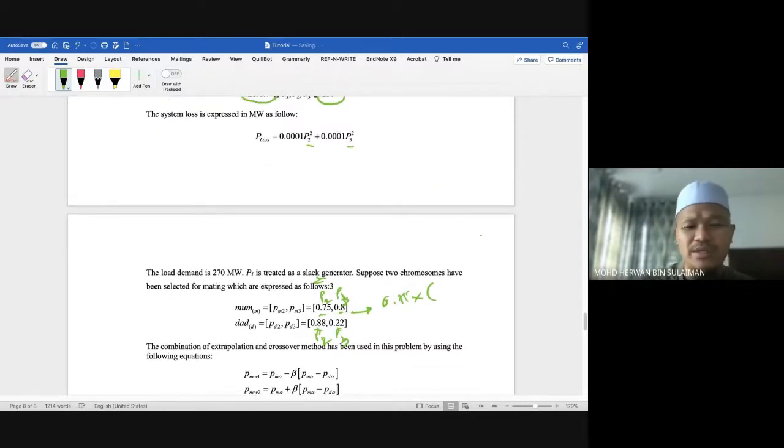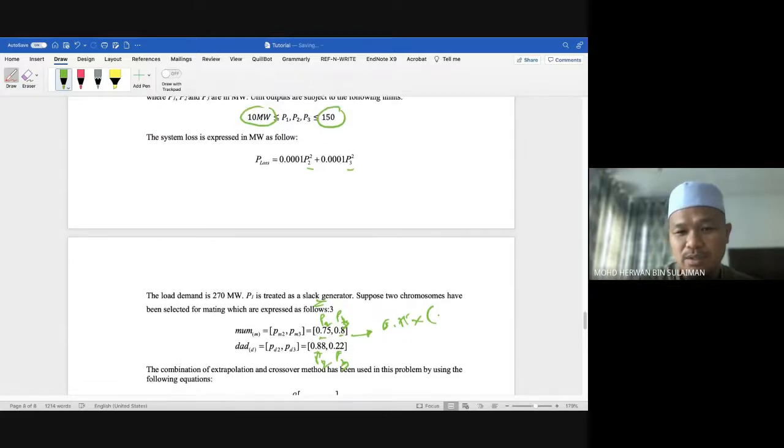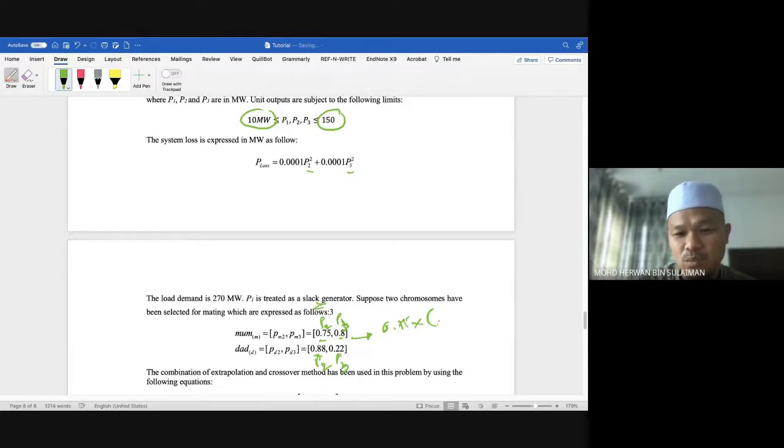Because these are floating numbers, this is direct. We need to divide by maximum minus minimum, 1 minus 0 is 1, times 150 minus 10, plus 10. So your P2 is 150 minus 10 times 0.75 plus 10. The result is 115 megawatts.